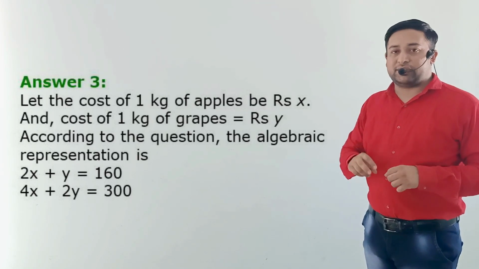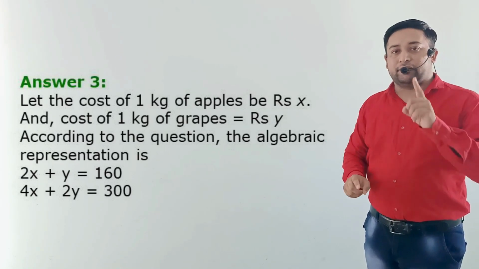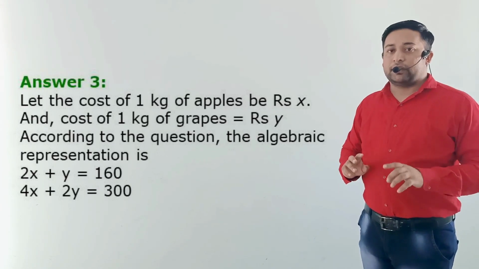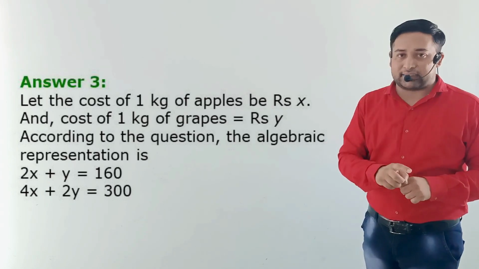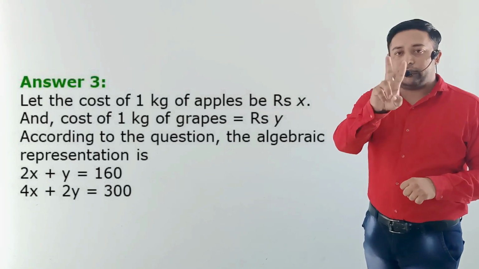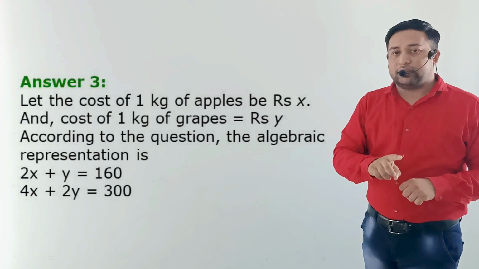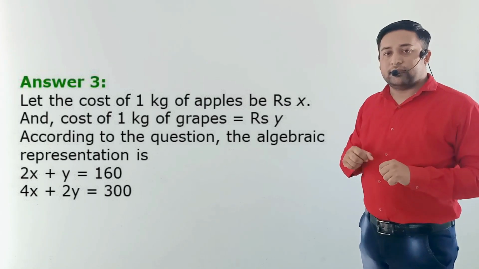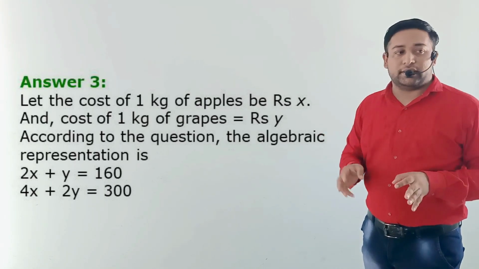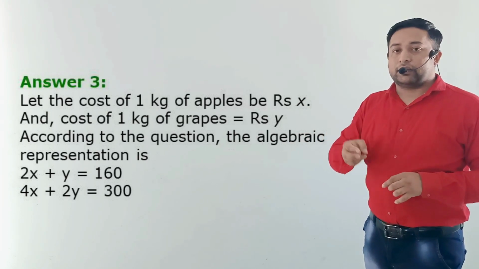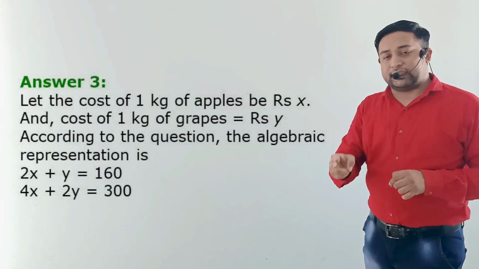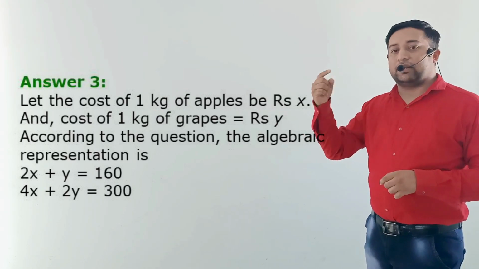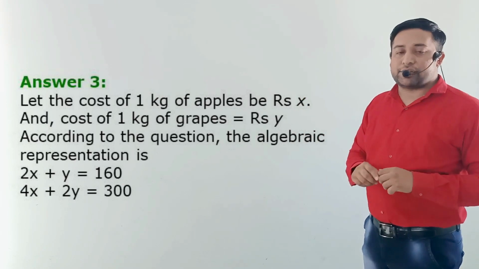What is our first situation? Our first situation says 2 kg of apples and 1 kg of grapes. The cost of 1 kg apple is x. So what will be the cost of 2 kg apples? It is 2x. And the cost of 1 kg of grapes is y. And the total cost is rupees 160. So 2 kg apple plus 1 kg grapes is equal to 160. So 2x plus y is equal to 160. This becomes our equation number 1.